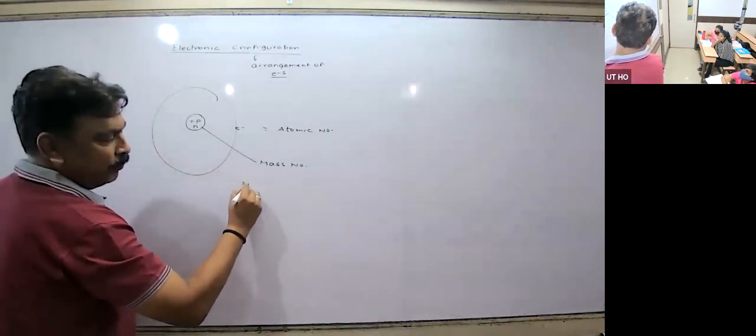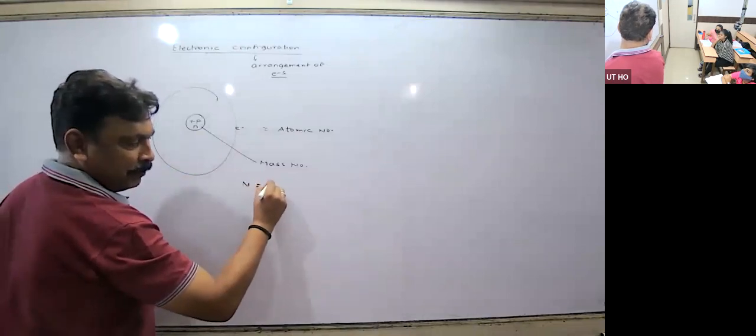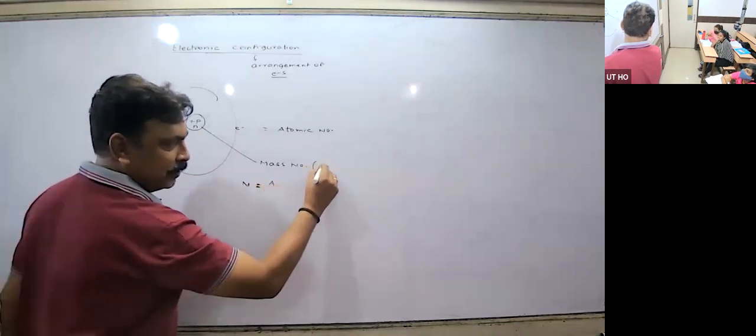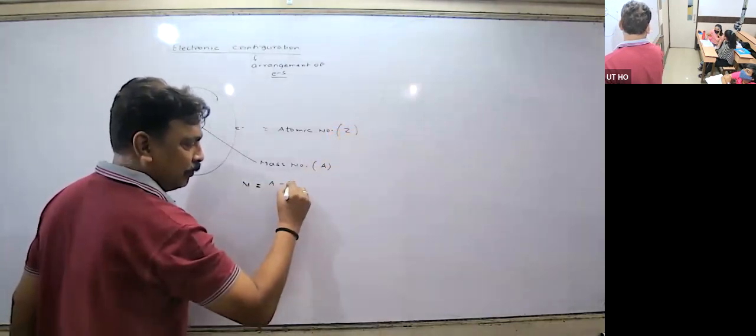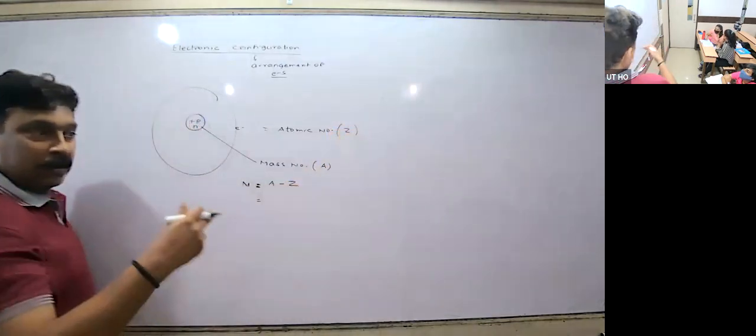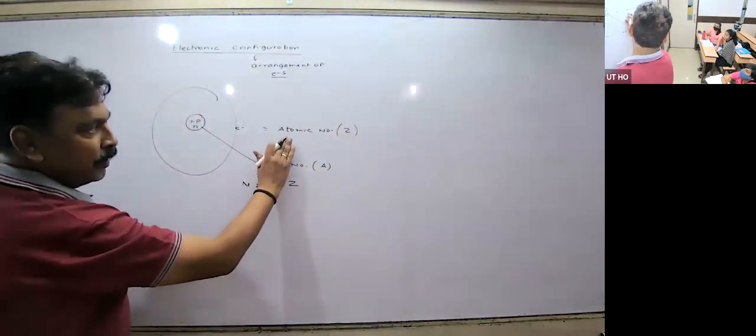Okay, the neutron number is denoted by N. Mass number is denoted by A, and atomic number is denoted by Z. So mass number minus atomic number will give you what? The number of neutrons. Okay? So this is an important thing you have to remember.